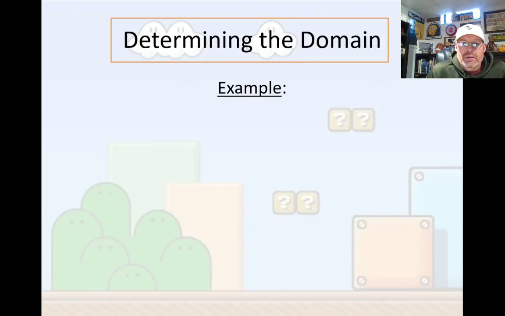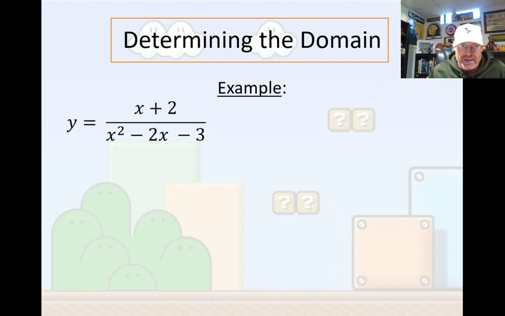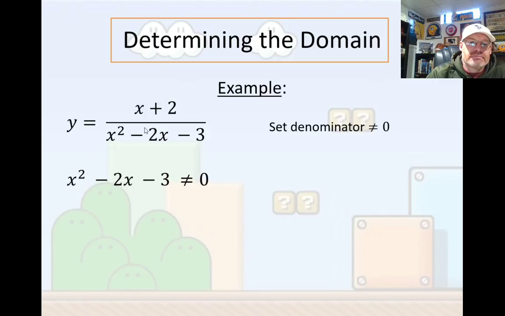Okay. All right, so let's up the ante a little bit. Let's take a look at something that's a little more complicated than the last. We have x plus 2 in the numerator, x squared minus 2x minus 3. Our rule doesn't really care about the numerator, especially in this case. We're just supposed to set the denominator not equal to 0. Okay, we can do that.